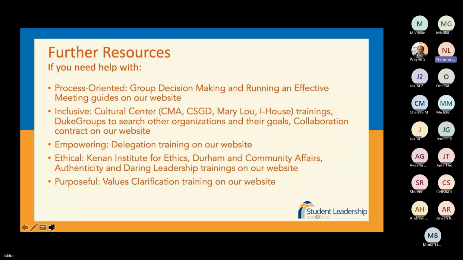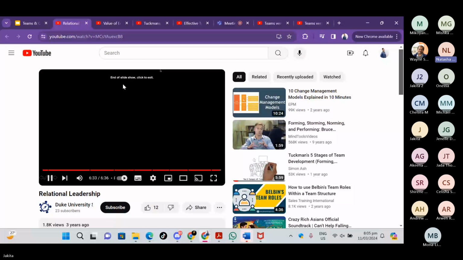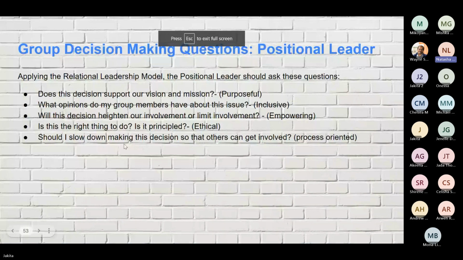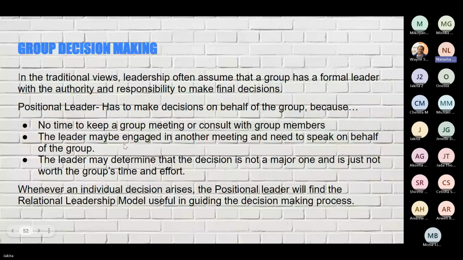Okay, so in continuing what we've seen in the video, applying the components or aspects of the relational model can assist the leader in combating conflicts. We now move on to group decision making.